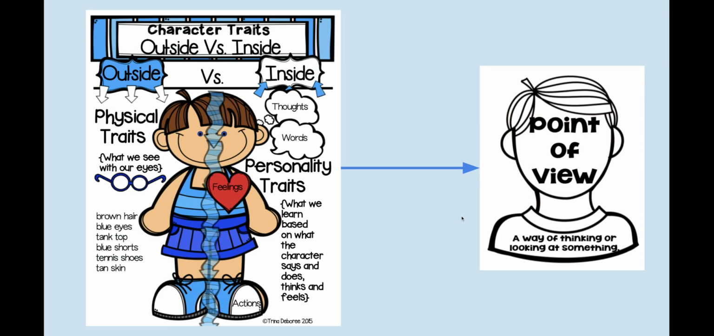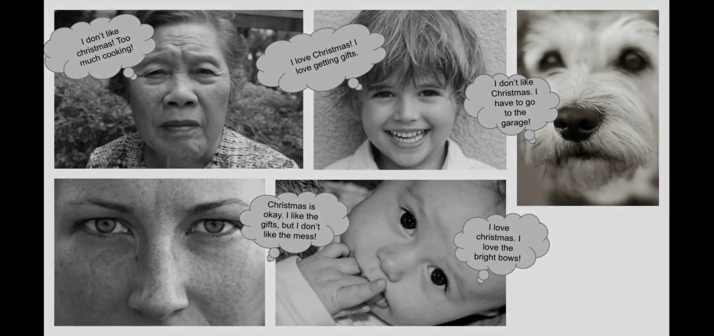so that we can understand a character's point of view. Point of view is another way of saying perspective. And it's a way a person or a character thinks or looks at something. Here's some examples to make it clear. I have some pictures of people here, and these are their thought bubbles or their word bubbles. And they are sharing their thinking or their words about Christmas.